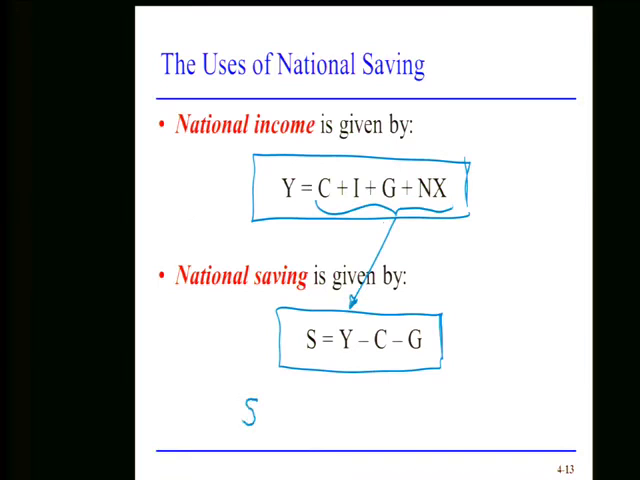So we can also say that national saving is C plus I plus G plus NX, consumption plus private investment plus government purchases plus net exports, minus consumption and minus government purchases. Notice we have a plus consumption and a minus consumption, so they cancel out. We have a plus government purchases and a minus government purchases, so they cancel out. Notice what we're left with. National saving equals investment plus net exports.